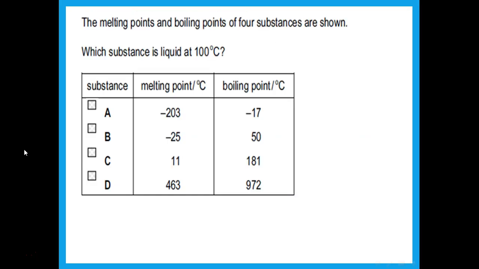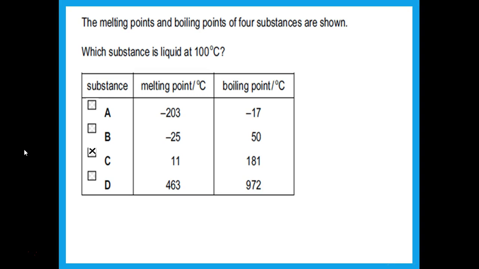Okay, melting points and boiling points of four substances are shown. Which substance is liquid at 100 degrees? Remember, to be liquid at 100 degrees, that means it has already melted and it hasn't boiled yet, and that means that the melting point will be below 100, but the boiling point is above 100. So you're looking for something that has melting point below 100, boiling point above 100. So obviously my answer is C.